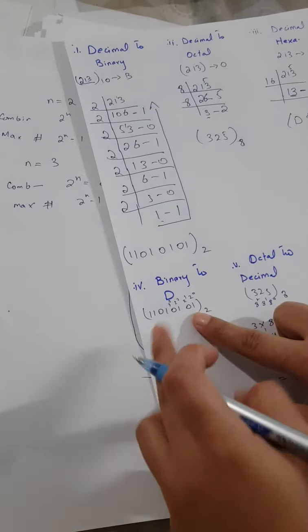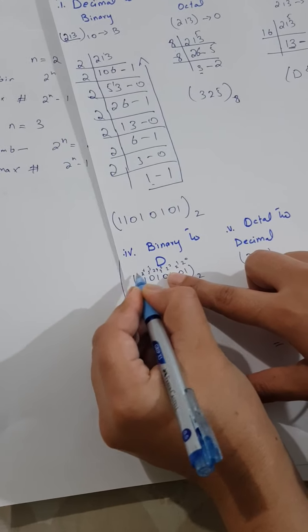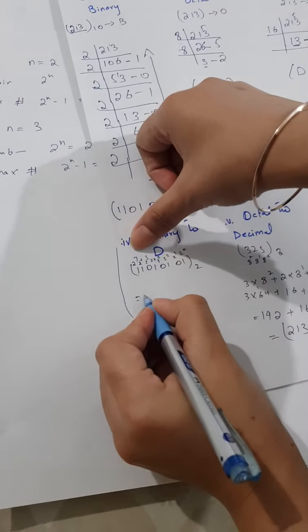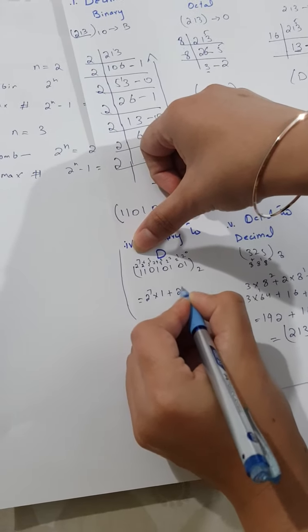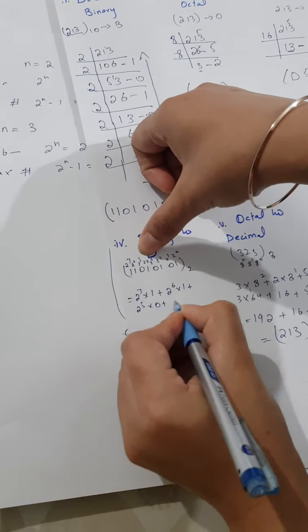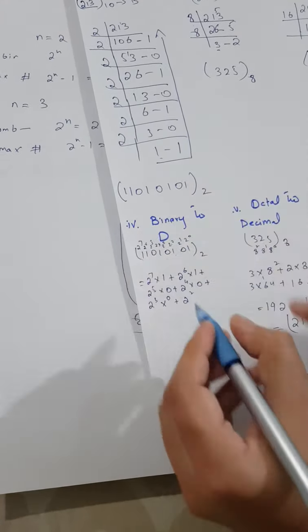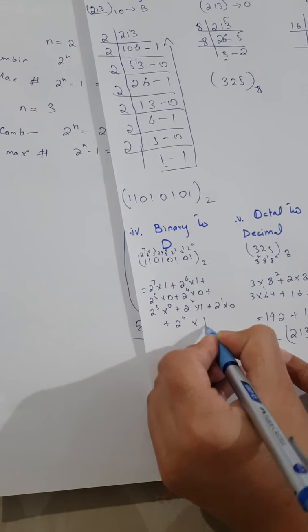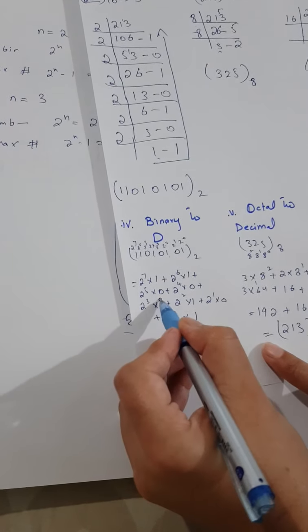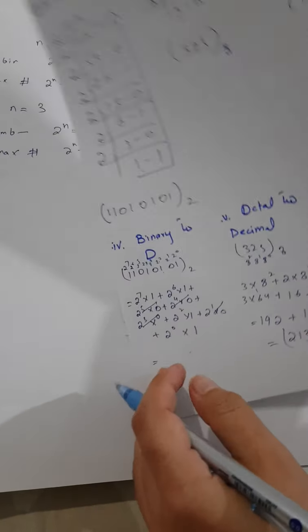Here, this is 2 power 0, 2 power 1, 2 power 2, 2 power 3, 2 power 4, 2 power 5, 2 power 6, 2 power 7. It will be 2 power 7 multiplied by 1 plus 2 power 6 multiplied by 1 plus 2 power 5 multiplied by 0 plus 2 power 4 multiplied by 0 plus 2 power 3 multiplied by 0 plus 2 power 2 multiplied by 1 plus 2 power 1 multiplied by 0 plus 2 power 0 multiplied by 1. So these terms will be 0. The rest of the values we will calculate.